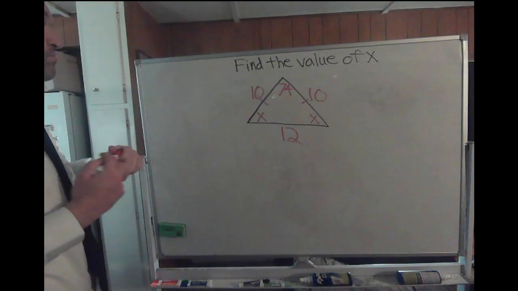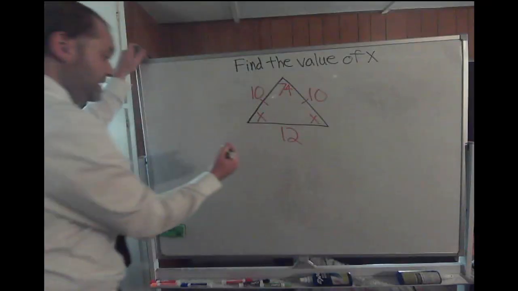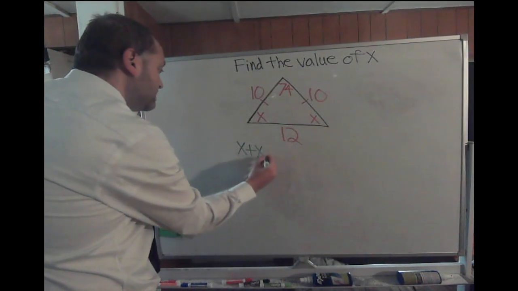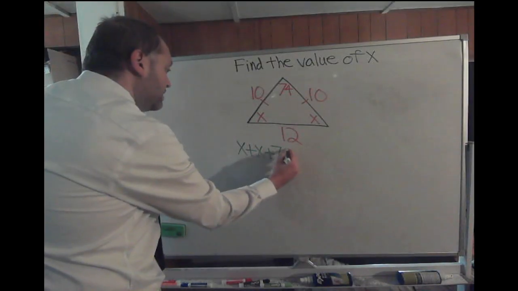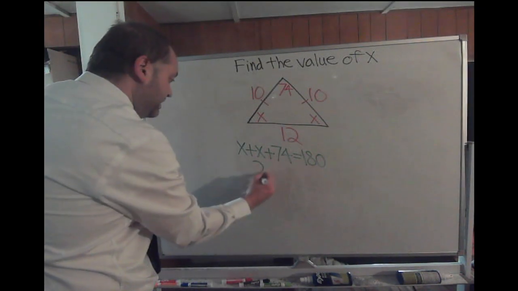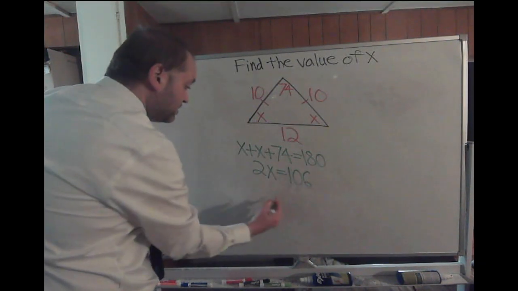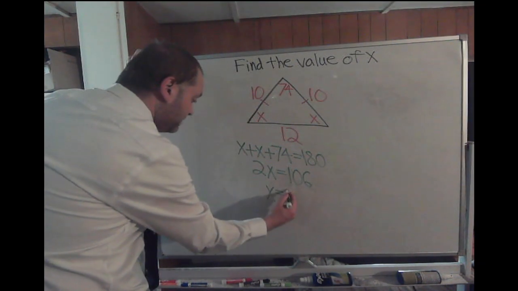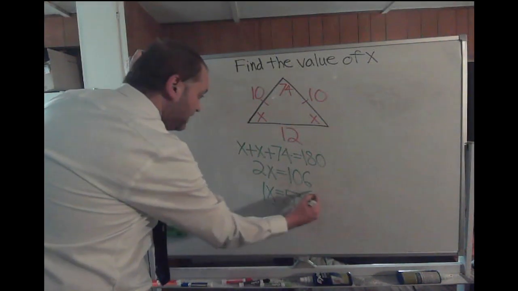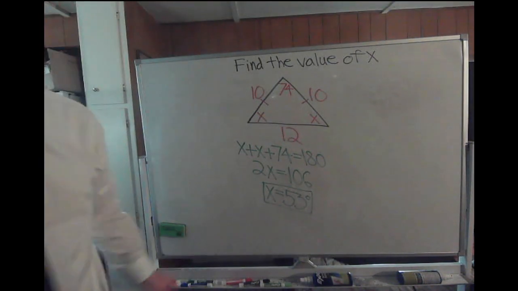Well, now all that's left to do is some simple math. We're just going to take x plus 74 and set that equal to 180, right? Which then means we'll get 2x is equal to 106, which then means that x equals 53 degrees. So the measurement of x would end up being that x equals 53 degrees.